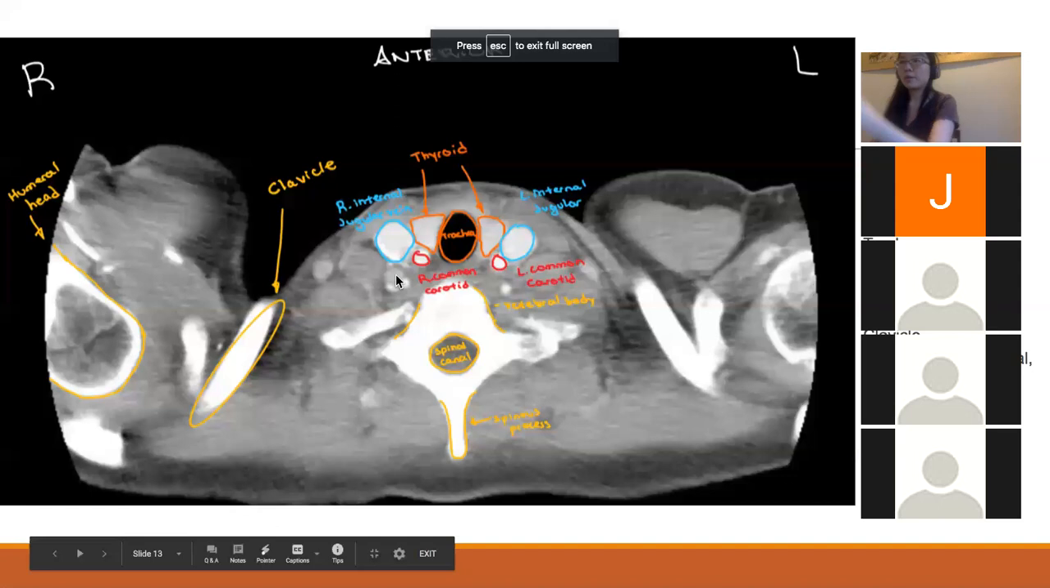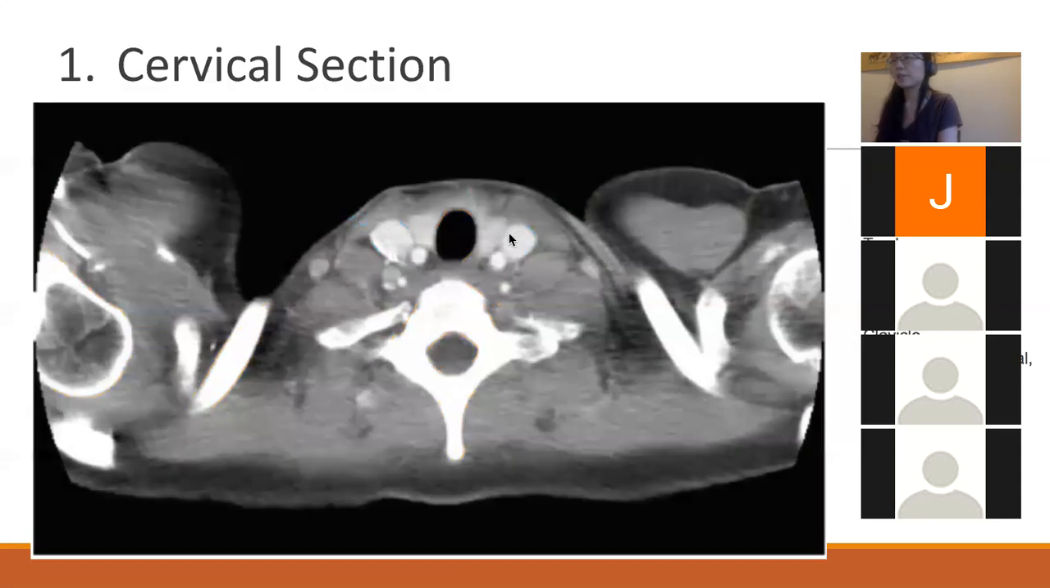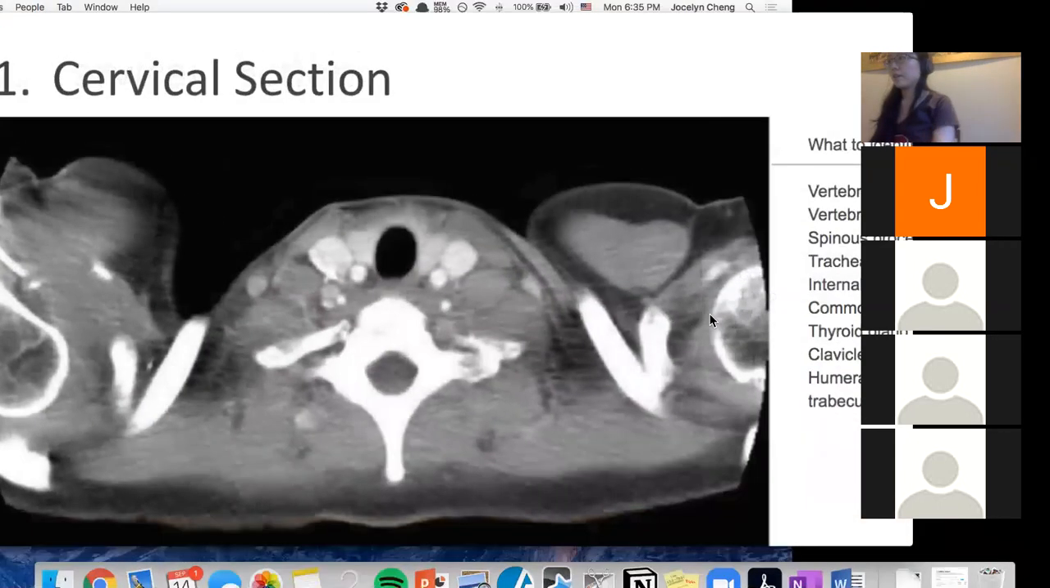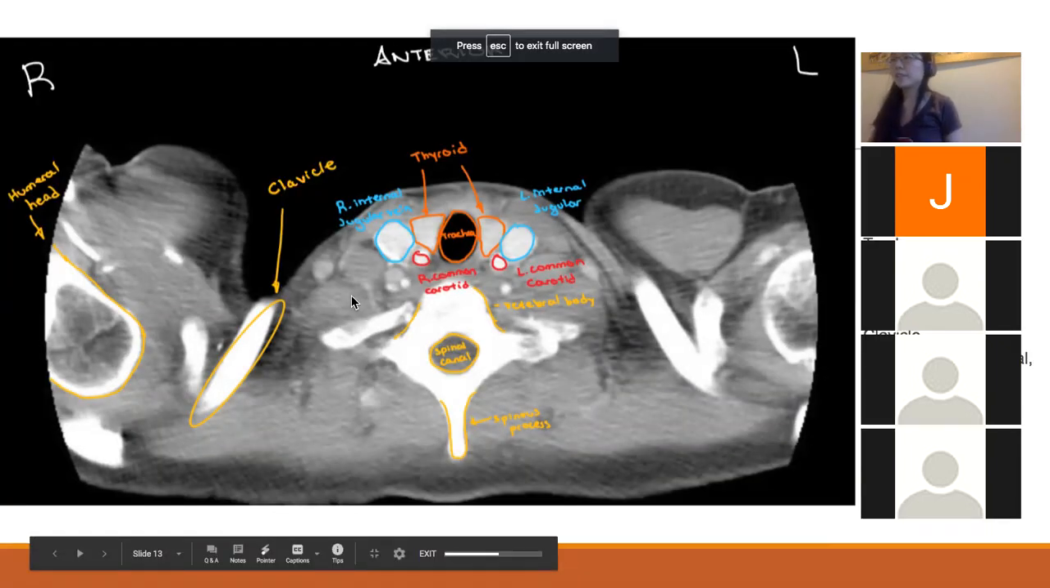So I've inked all of these structures on this slide so that you can see them more clearly. You have the thyroid glands on either side. You have the common carotids left and right, and you have the right internal and external jugular veins. Does that make sense to everyone? Okay, so once again, we want to identify the cervical section by making sure we see the clavicles and the humerus. And remember, the patient's going like this, so the top CT is going to have the arm. Okay, sound good? All right, let's move on to our next scan.